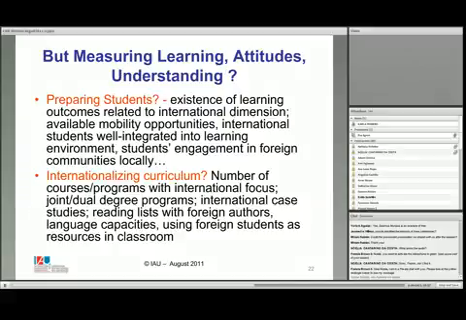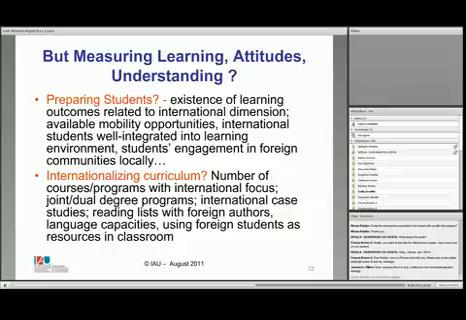What counts, if we look at the rationale for internationalization, are learning, what learning outcomes the students are walking away with, changing attitudes, improved understanding. Those are just a few of the things that we are trying to achieve, and yet they are difficult to measure. Preparing students for an international environment was the number one rationale.